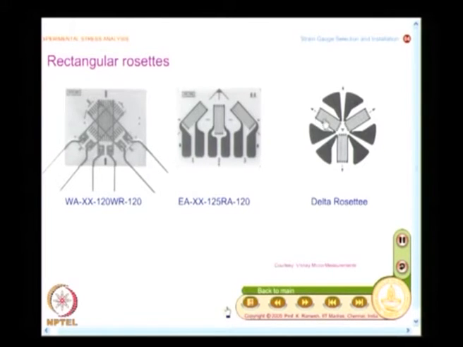And you also have another variation, that this is a delta rosette, which is better than a rectangular rosette when you want to find out what happens at the point of interest, because that is enclosed by all the 3 strain gauges. So, again the selection of delta or rectangular is dictated by your strain field, you need to select appropriately. Also the installation considerations can decide one way or the other.